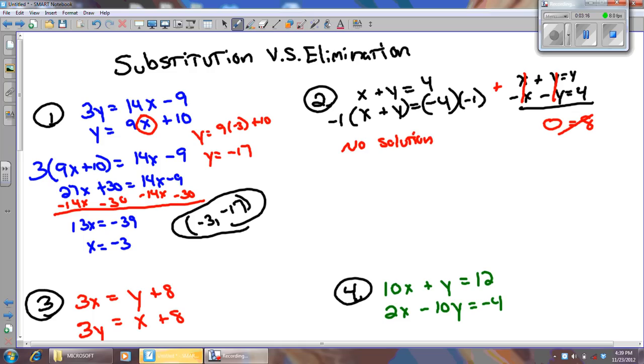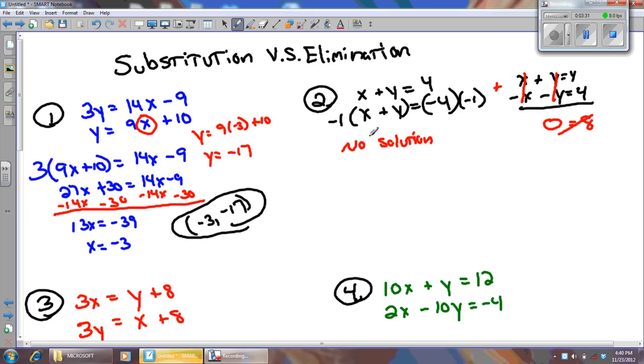Now think about it for a minute. What system of 2 linear equations would have no solution? 2 lines that are parallel. Remember, we're trying to find a place where they cross. These 2 lines cannot cross.